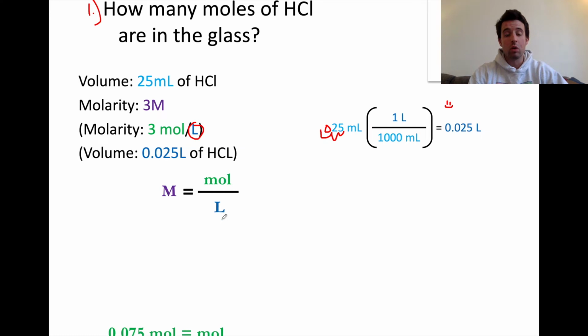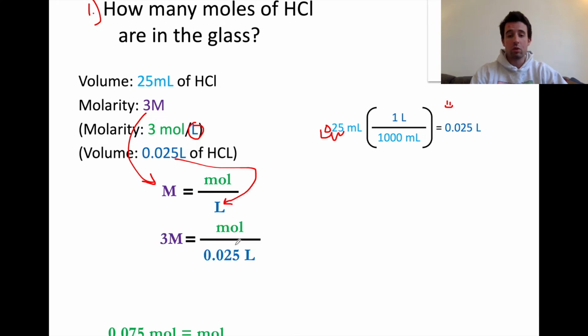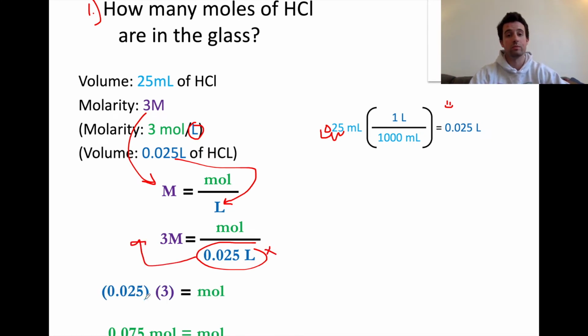So anyways, moving on here, we've got to plug in stuff. 3 for molar. We don't plug in anything for moles because that's what we're solving. And then we can plug in that 0.025 liters for liters. Then it's just an issue of isolating moles. So we're going to multiply by 0.025 liters on either side, multiply them together, and that's how we get 0.075 moles.